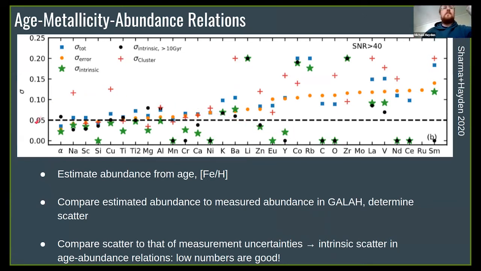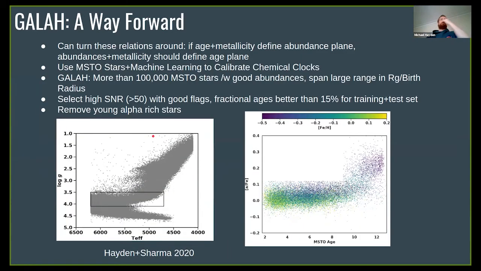So you can see that for most of the elements, the green dots are all below our measurement uncertainty. This is actually really good news for chemical tagging. And for lithium, it catastrophically failed. But for most elements, they do have age information. So GALAH is offering us a way forward.